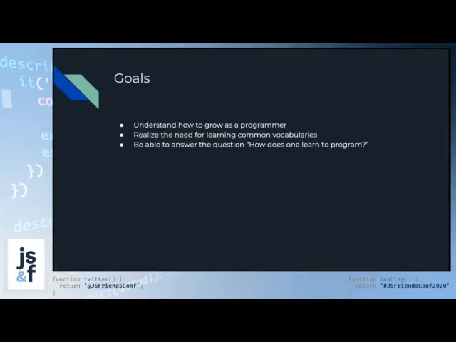So the goals here today is by the end of this talk, you'll understand how to grow as a programmer. You'll understand the need to have a common vocabulary between programmers, between developers, between people on the product team. I think a lot of times people miss out on the importance of having a vocabulary and a terminology that they can use to talk with their coworkers to describe code and issues they're having. And almost most importantly, be able to answer the question, how does one learn to program? I'm sure as a programmer, a lot of people get asked from friends, family, etc., how do I learn how to program? It's a tough question to answer.